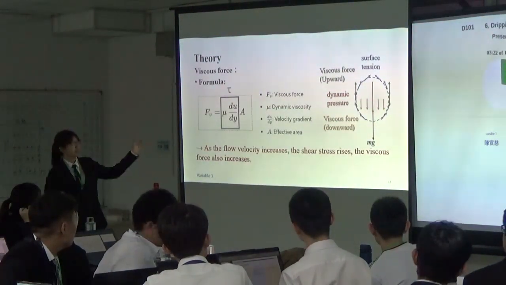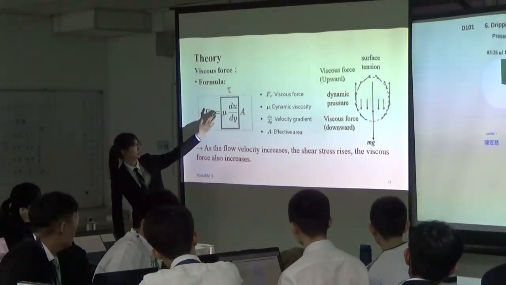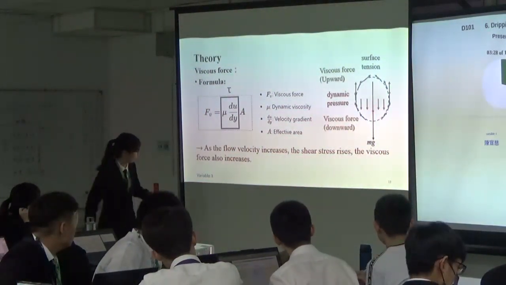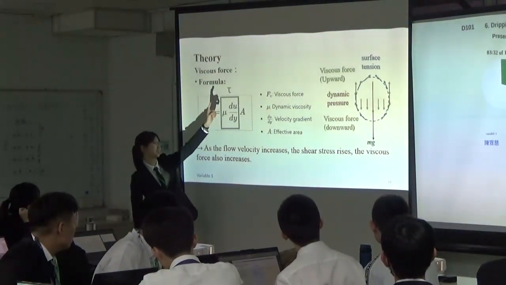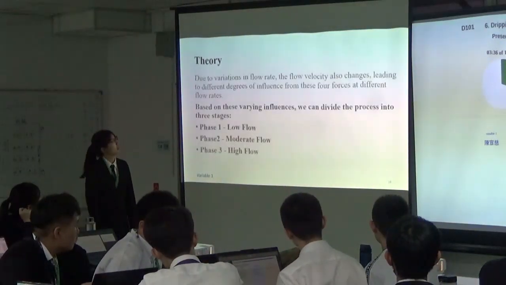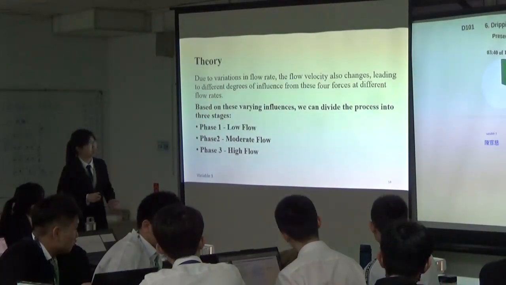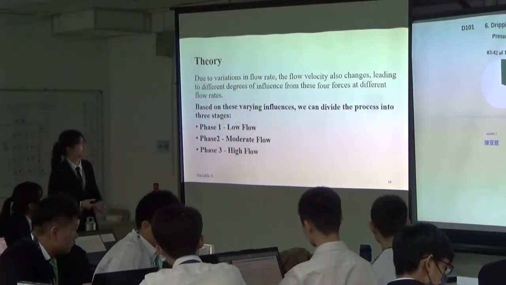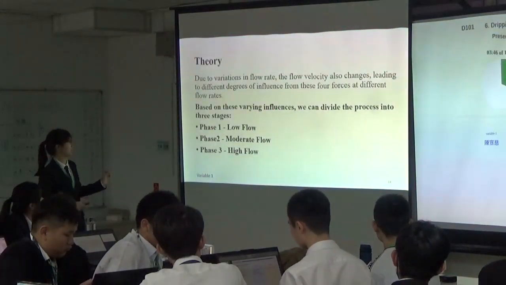And this is our next formula. This is the viscous force. It is equal to the shear stress times the effective area. So as the flow velocity increases, the shear stress also rises, so the viscous force increases. And here, due to the variation in our flow rate, the flow velocity also changes, leading to different degrees of influence from these four forces at different flow rates.